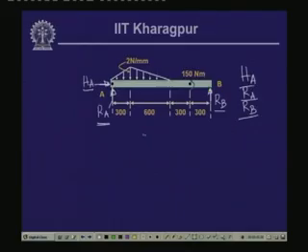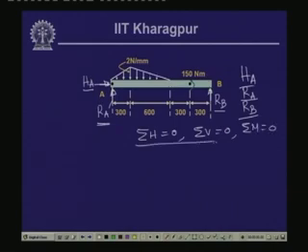Now, as we know, summation of horizontal forces equals 0, summation of vertical forces equals 0, and summation of moment equals 0. These are the three equations of our statical equilibrium. If we employ summation of horizontal forces equals 0, then since we do not have any horizontal loading on the beam, it gives us H A equals 0.